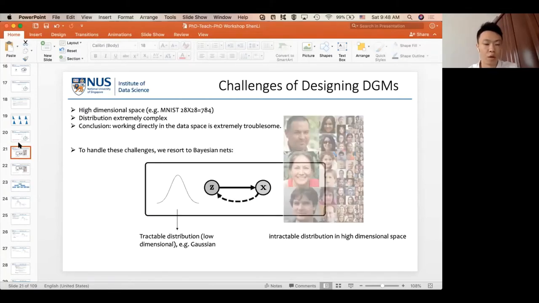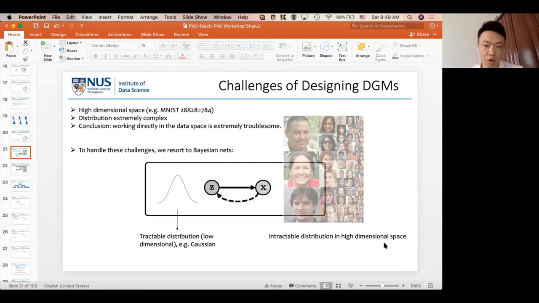So, in brief summary, we are facing two challenges. Let me know if there are any more questions. One is that the distribution can be extremely complex. The other is that in most cases we are dealing with high dimensional data. So the conclusion here is that working directly in the data space is extremely troublesome. This is the data space we are considering, and like we said, it is really troublesome. The distribution is intractable in high dimensional space.